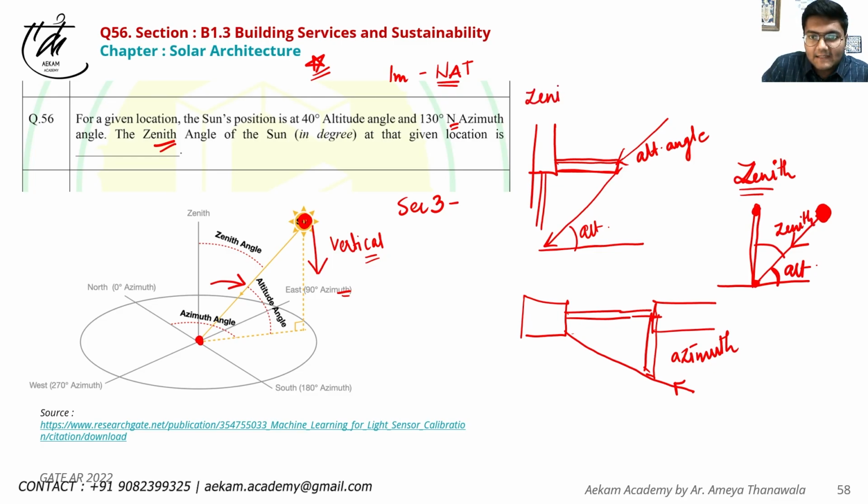So zenith angle is nothing but 90 degrees minus altitude angle, which is 90 minus 40. So the answer is 50. The correct answer is in degrees, so the correct answer is 50 degrees. You don't have to write degrees there, it is mentioned in degrees. You just have to type 50. You will be awarded full marks for this.